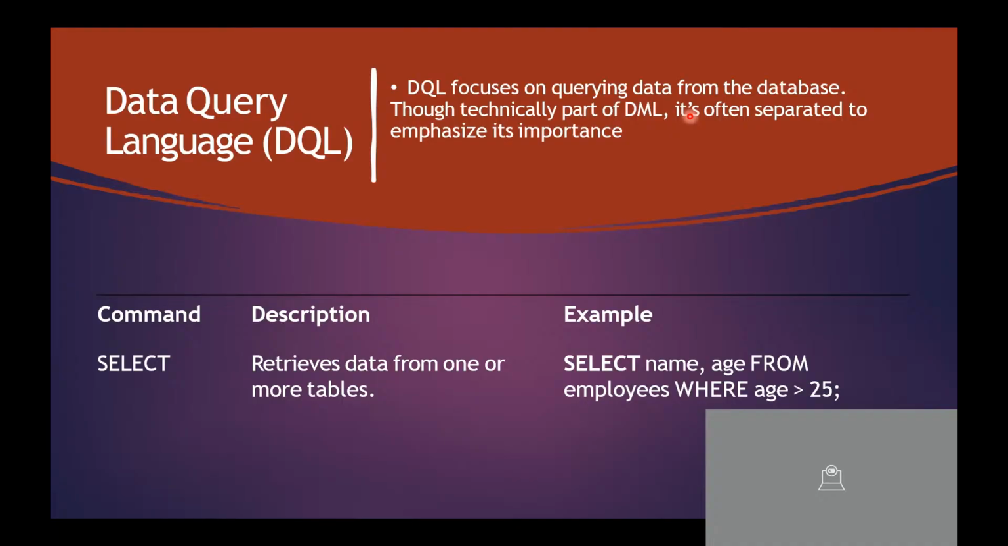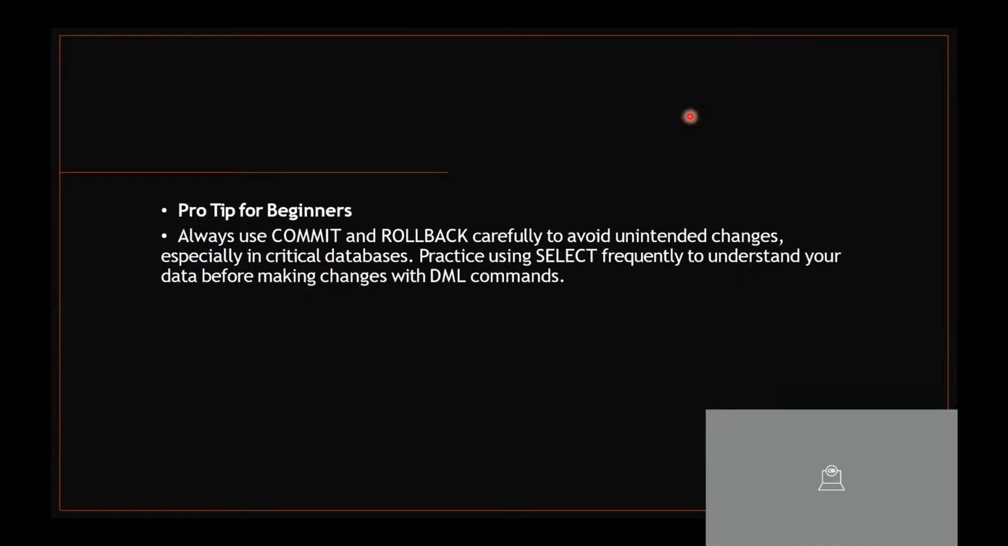Under this there is the command select, which retrieves data from one or more tables, for example, select name from a table. So only one command is available in DQL. A pro tip for beginners: always use commit and rollback carefully to avoid unintended changes, especially in critical databases. When you are well trained, you will understand the role of commit and rollback and why I have written it here.